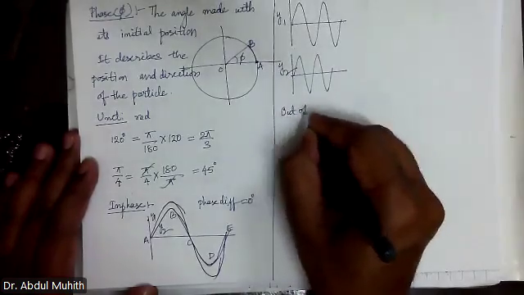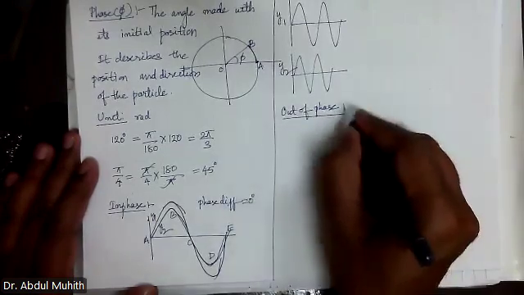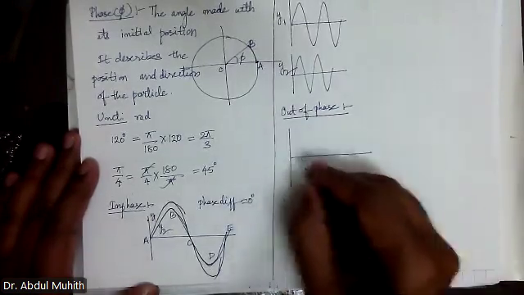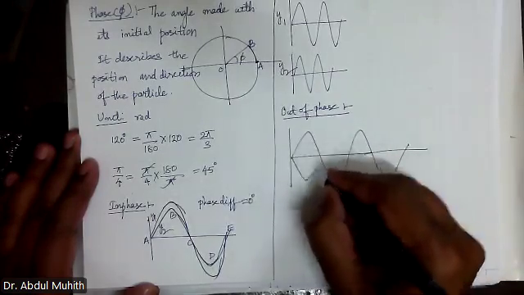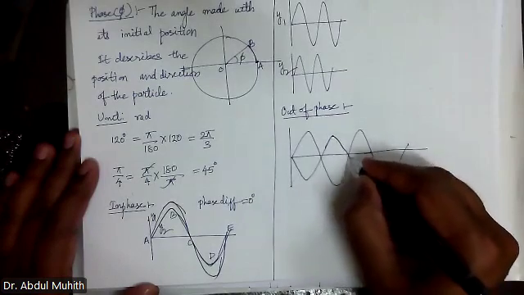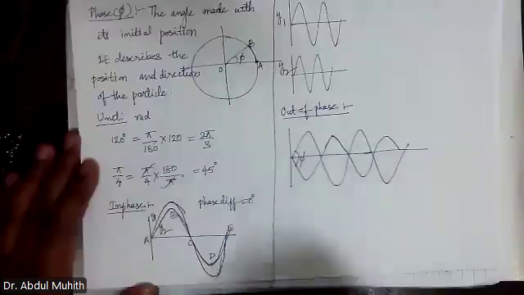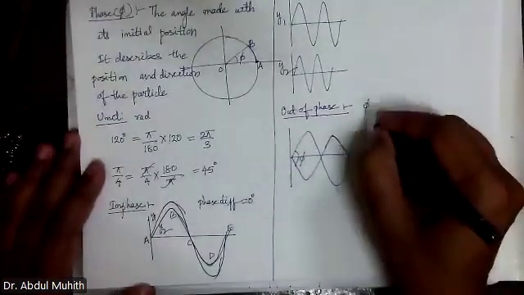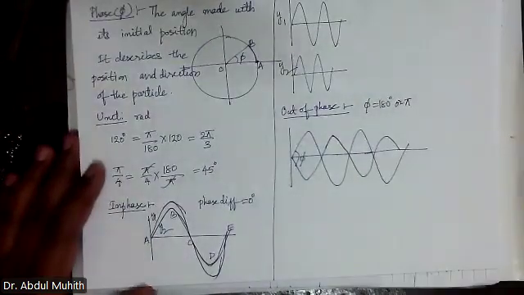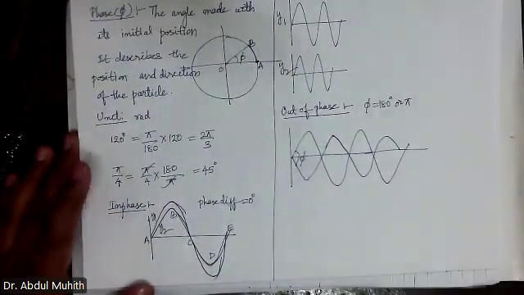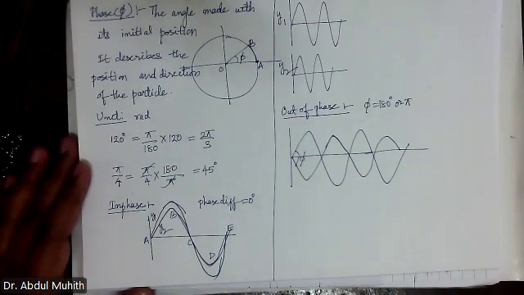So next is out of phase. Out of phase means, suppose this is one wave and this is the second wave. See carefully. What is the phase angle between both the waves? This is phi. Here phase angle phi is equal to 180 degrees or pi radians. Is that clear? If the angle between both the waves is 180 degrees, then that is said to be out of phase.